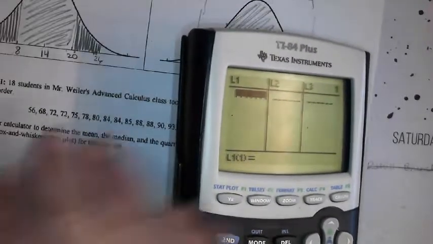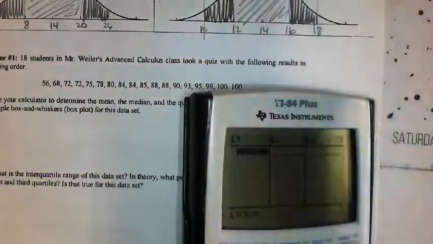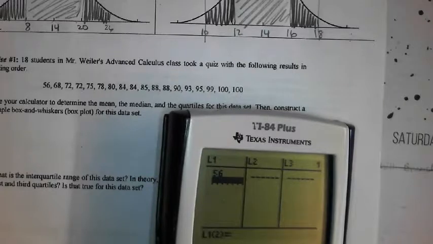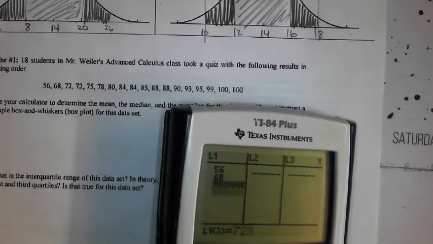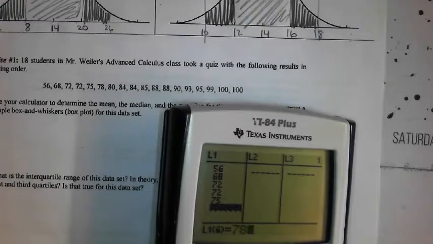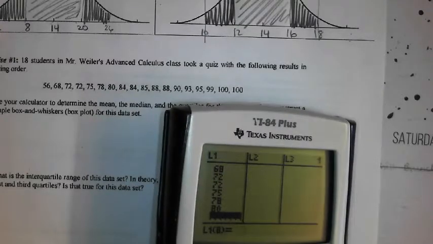So to do our data analysis on these scores, we're going to type these all in. So 56, enter, 68, enter, just go ahead and enter all of those in. By the time you're done, you should have 18 of them.